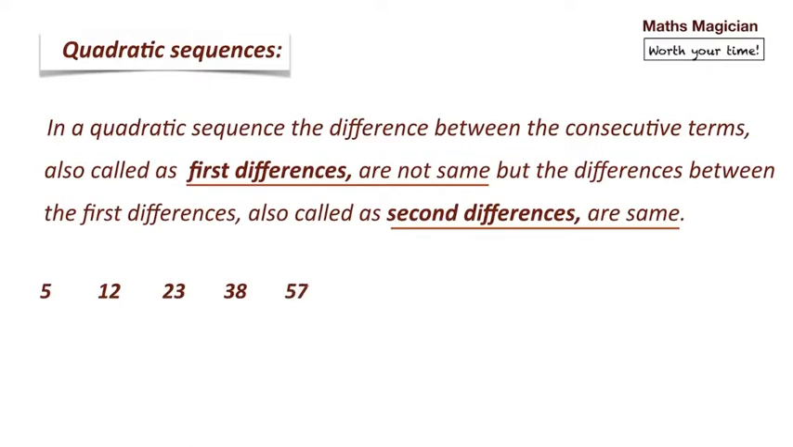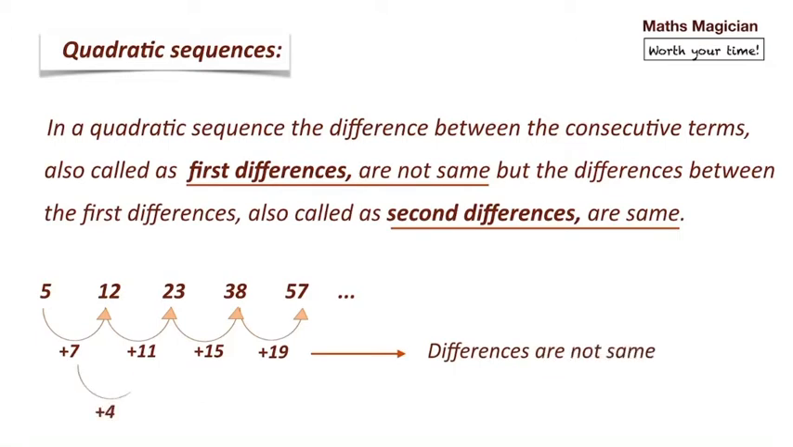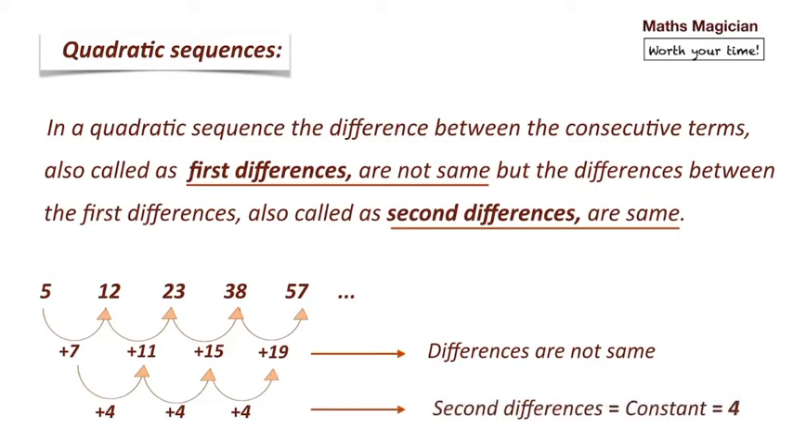Let's consider an example of a quadratic sequence. We take out the differences between the consecutive terms and see that the differences are not the same. Now we find the differences between these first differences and see that the second differences are the same. So these types of sequences are called quadratic sequences. Now what is the formula for finding a random term in a quadratic sequence? For this, let's go to the next slide.